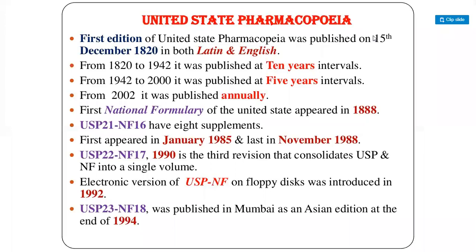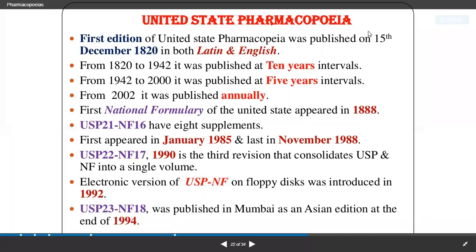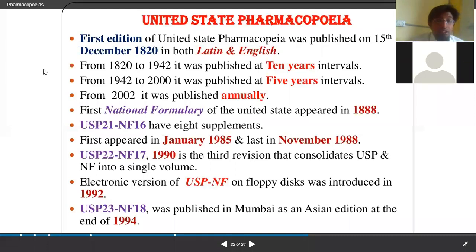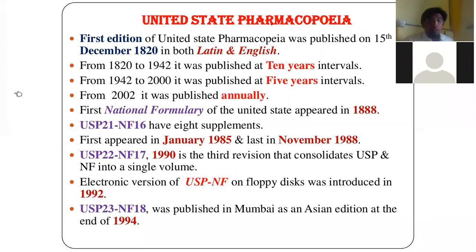So today we'll start discussing USP, United States Pharmacopoeia. The first edition of the United States Pharmacopoeia was published on 15th December 1820, in both Latin and English. From 1820 to 1942, it was published at 10-year intervals. So for every 10 years, they used to publish one pharmacopoeia.